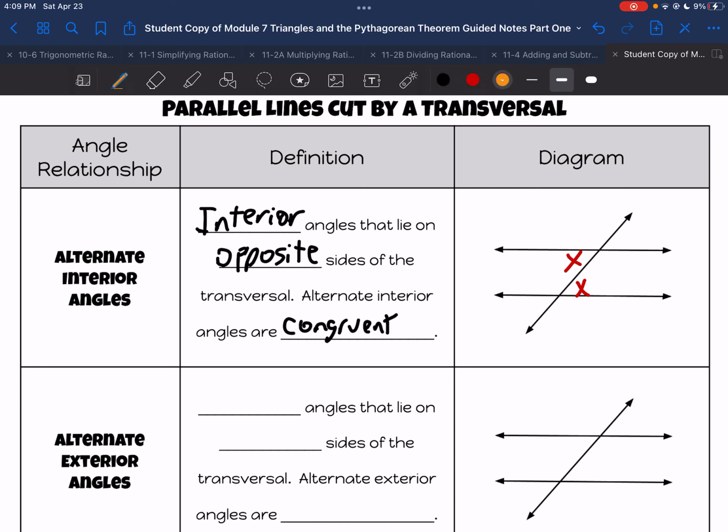There is a second pair of angles that are alternate interior, and again we can see they are on the inside of our parallel lines, and they are on opposite sides of the transversal. So we have two sets of alternate interior angles, or opposite inside angles. And they're congruent. So I said y and y, x and x, because they are equal to each other. They are the same.